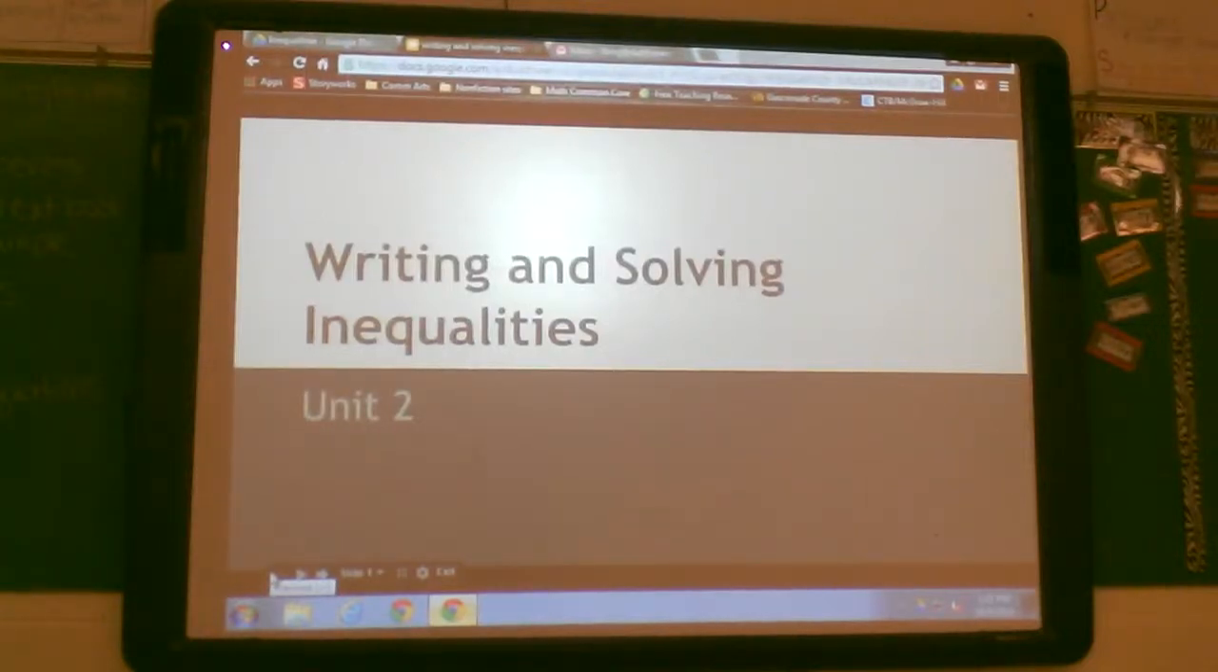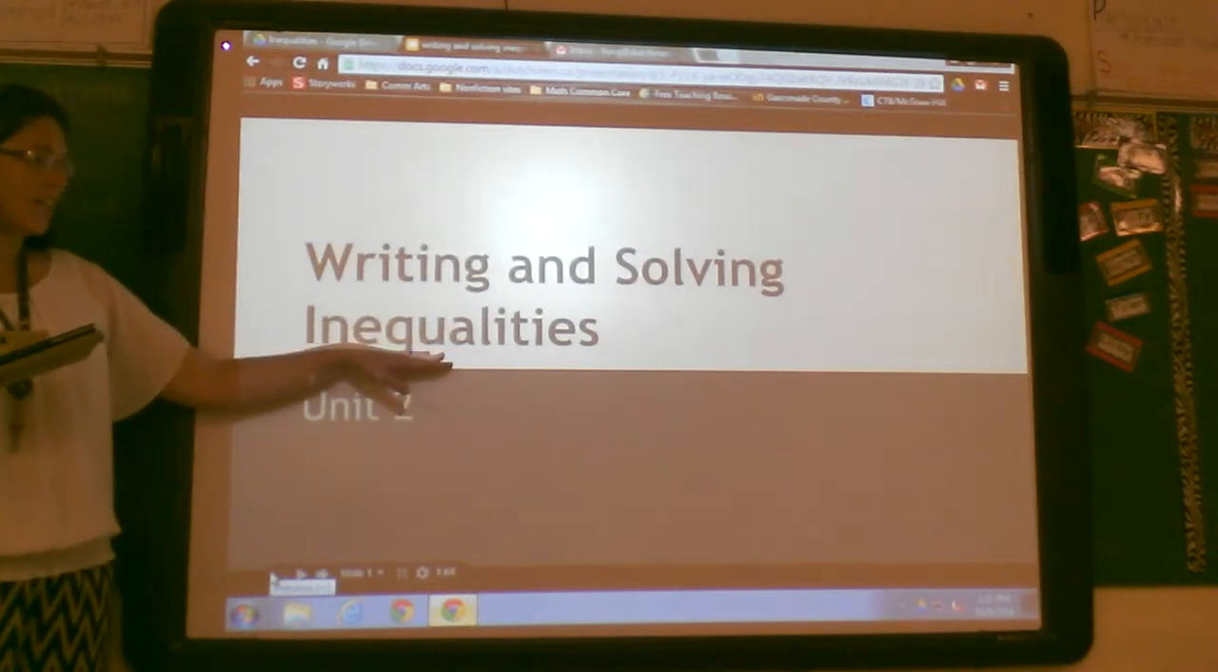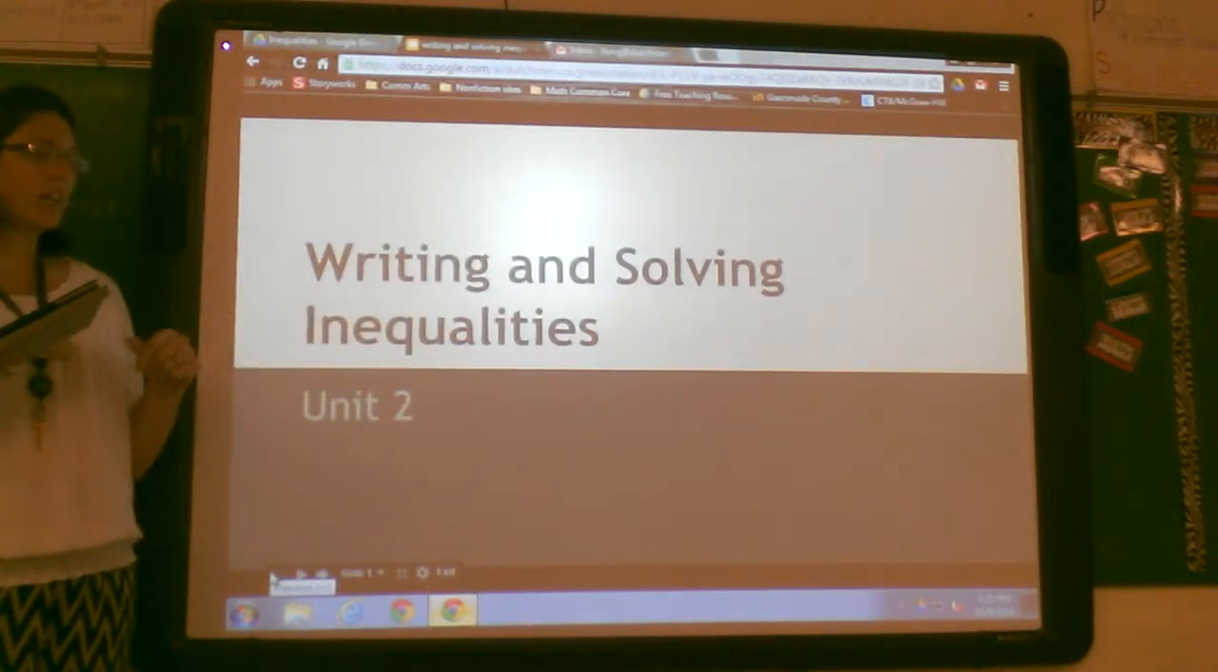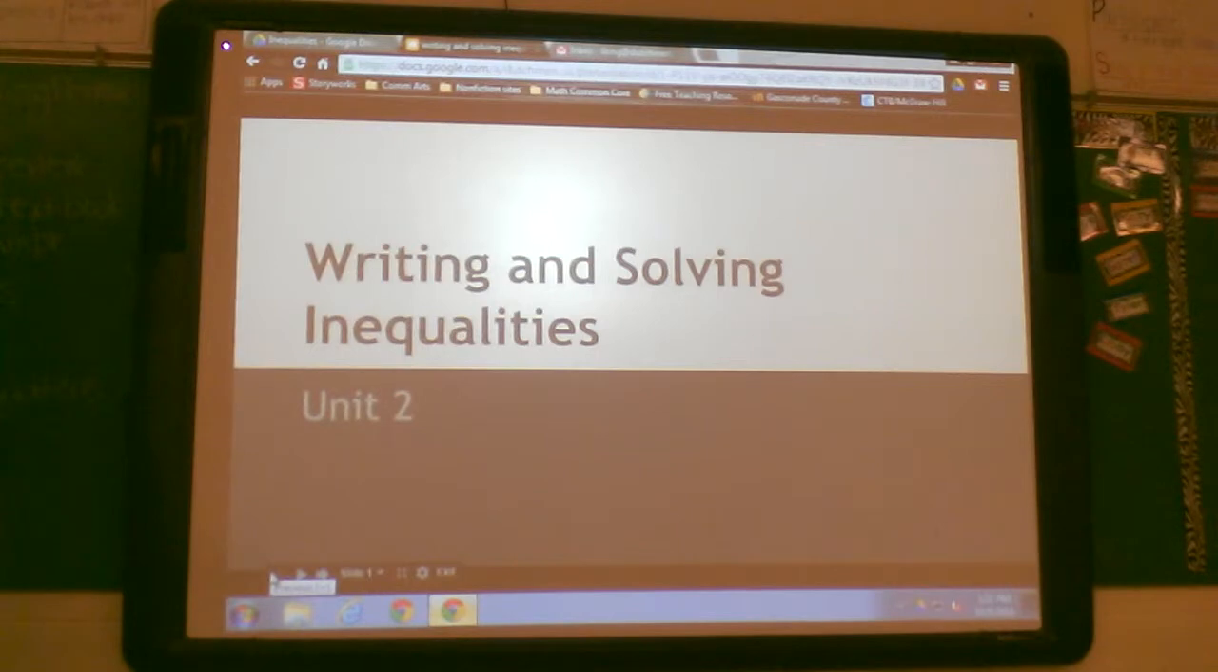To talk about writing and solving inequalities. Before we get started, we need to talk about what inequalities mean. Anybody have any thoughts? Okay, that's right. Inequalities, if we look in here, we see the word equal. Inequalities means things that are not equal. So we're going to be dealing with writing and solving equations that are not equal.